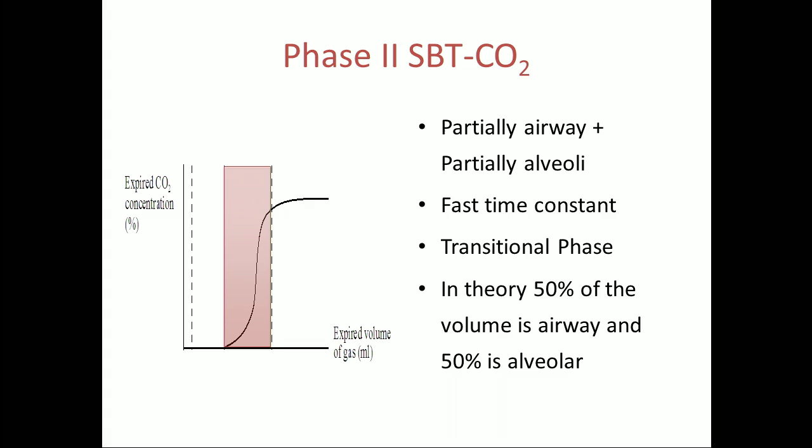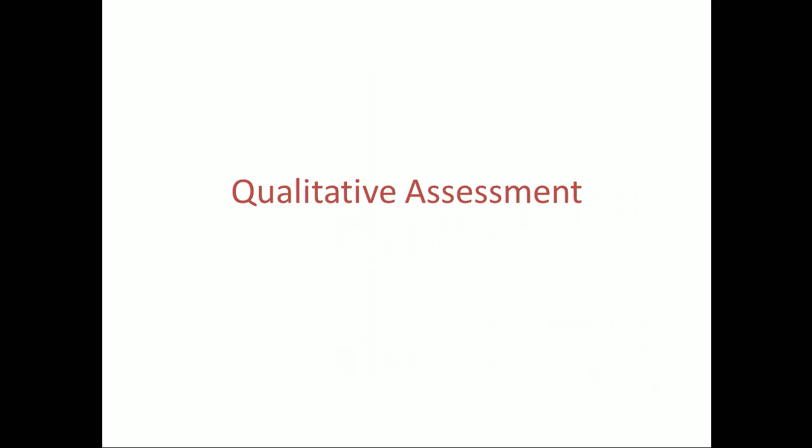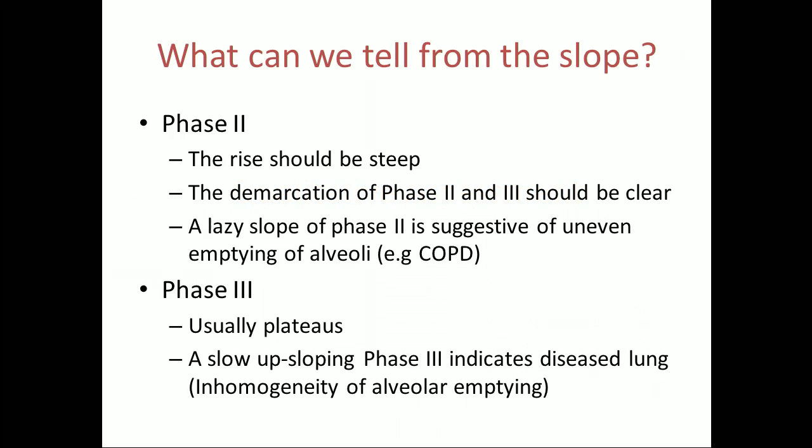The next phase is phase 2. This is sigmoid shaped in a very small space of volume. You've got a huge rise in concentration. What this signifies is the transition from airway dead space to alveolar dead space. You're transitioning from a part where convection has the primacy for gas transfer to an area where diffusion predominates. And then finally, you've got the slope of phase 3. This normally should be flat. This represents gas from the alveoli. And in some ways, looking at this is where we get the most meaningful information in terms of just eyeballing the patient, or qualitative assessment of the waveform.